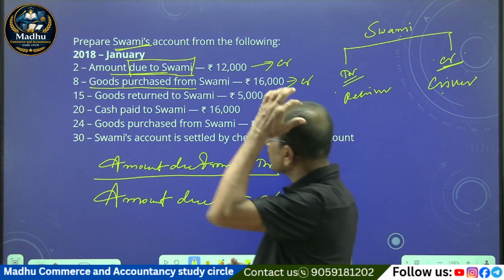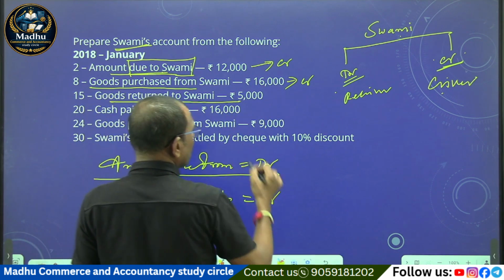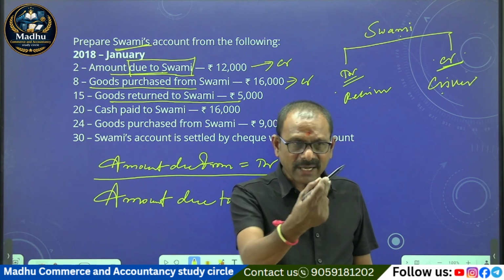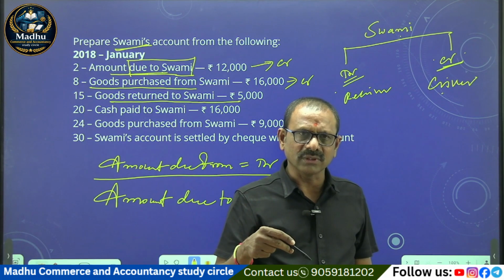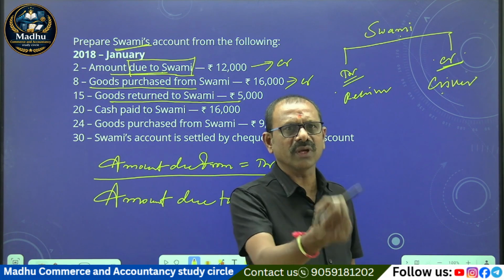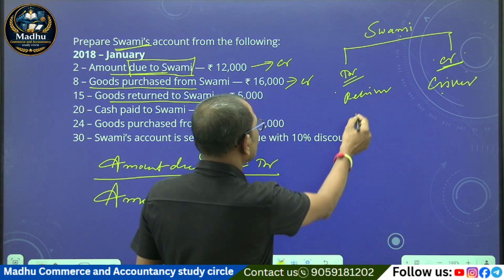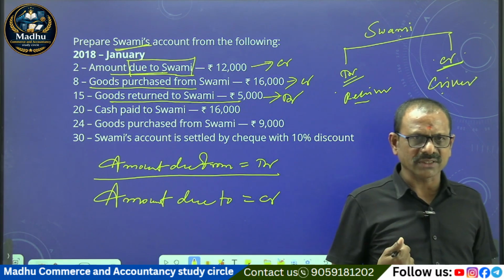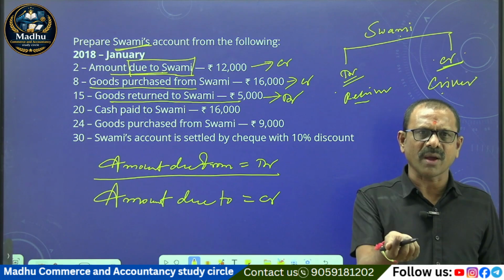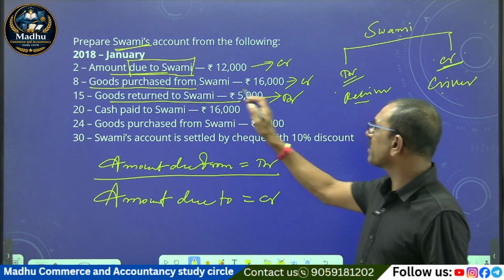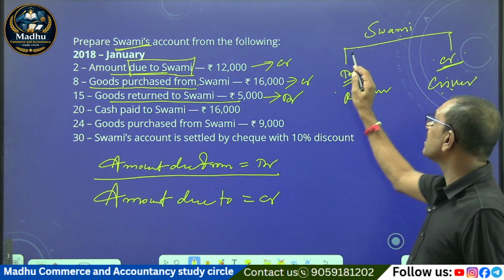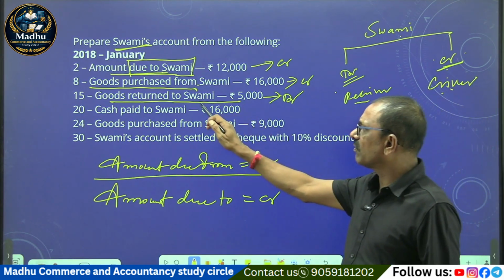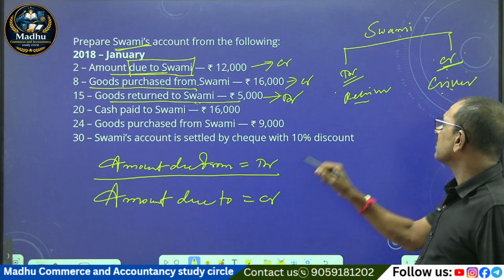Okay. Next, goods returned to Swami. We returned to Swami. अपन रिटर्न करे स्वामी को. Why? We purchased from Swami and the same goods, whatever we were not satisfied with, we return to him. Then Swami is the receiver. Swami is the receiver means which side? Debit side. So when we purchase from Swami, Swami is the giver. When we return to Swami, then Swami is the receiver. So when we purchased from Swami, giver, that's why credit side. When we return to Swami, Swami is the receiver. That's why we have to write which side?